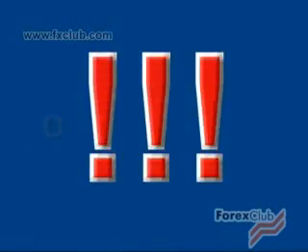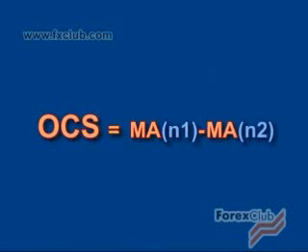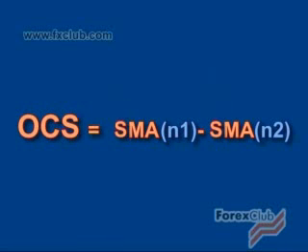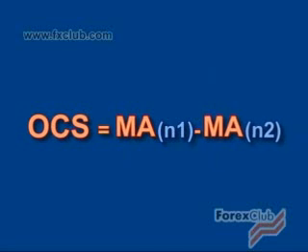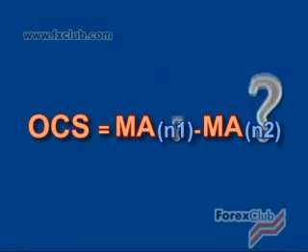Note please that I've said nothing about the type of moving averages to use. They should either be simple or exponential moving averages. The choice is yours, and that's why we've written them just as MA. I'd now like to discuss the selection of the appropriate time periods N1 and N2. Let me run through a few examples.